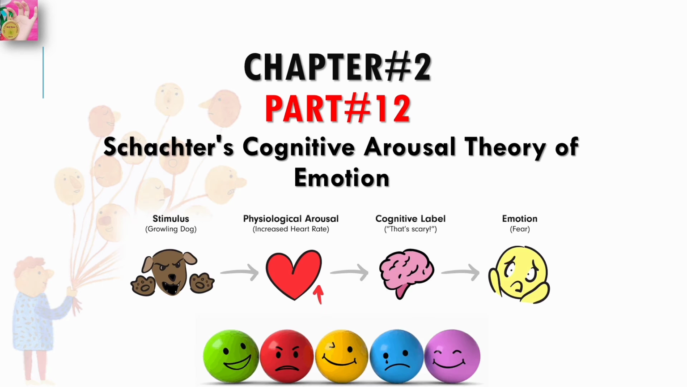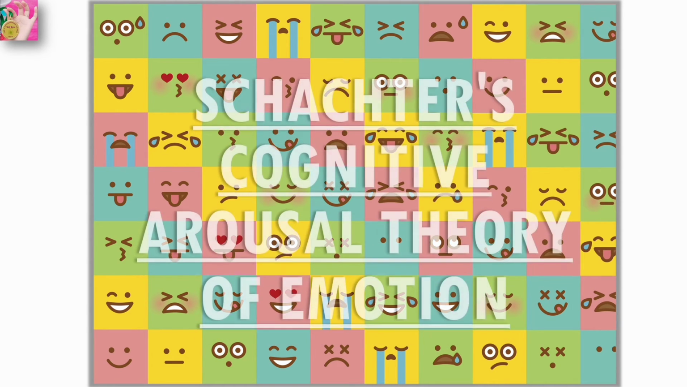This is going to be chapter 2, part 12, Schachter's cognitive arousal theory of emotion. So let's start with Schachter's cognitive arousal theory of emotion.